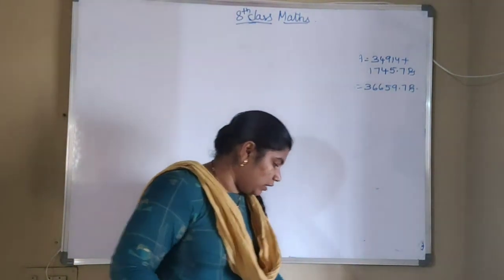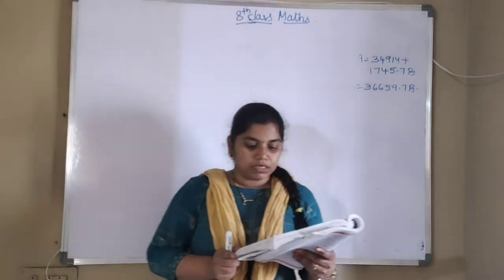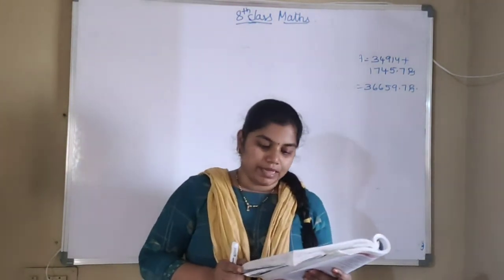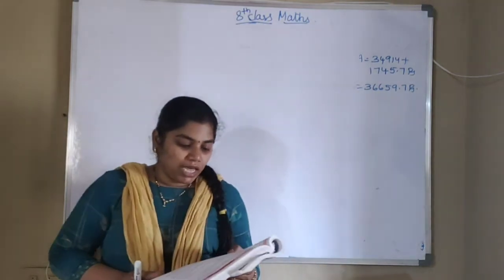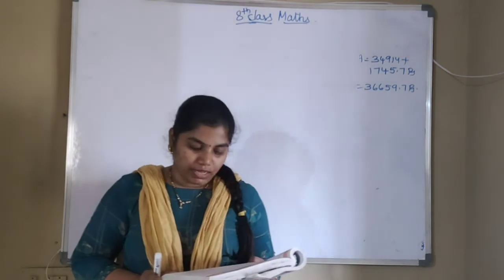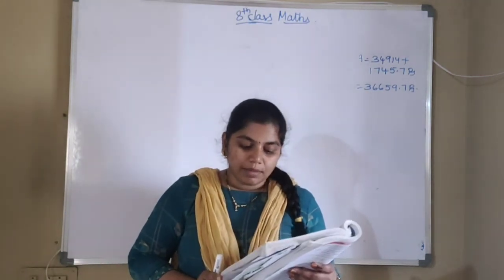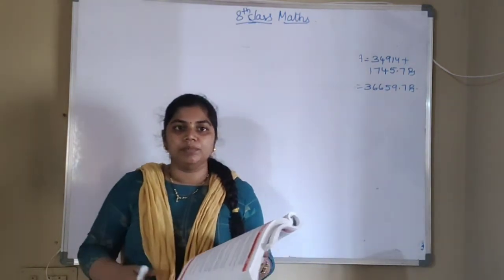Next is the 12th one. Bharati borrowed an amount of 12,500 at 12% per annum for 3 years at simple interest. She has borrowed for simple interest. What is the principal? 12,500, and the rate of interest is 12%, and the time is 3 years. She has taken it for simple interest.